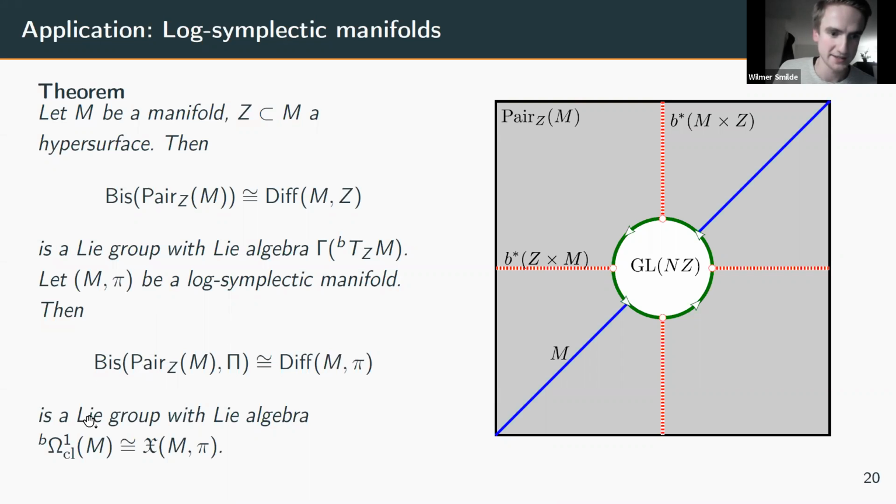So our theorem is now that the group of Poisson diffeomorphisms is a Lie group whose Lie algebra is given by the B closed one forms. But via the symplectic structure, these are exactly the Poisson vector fields. So this is somehow what we wanted.